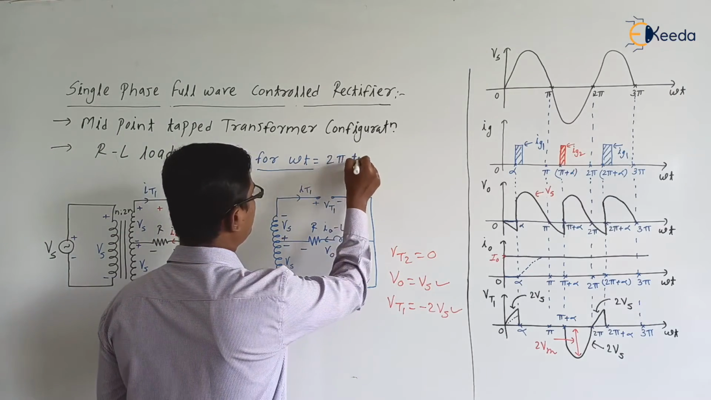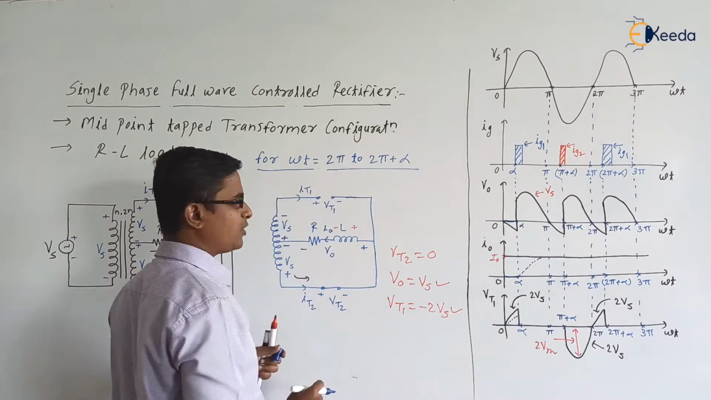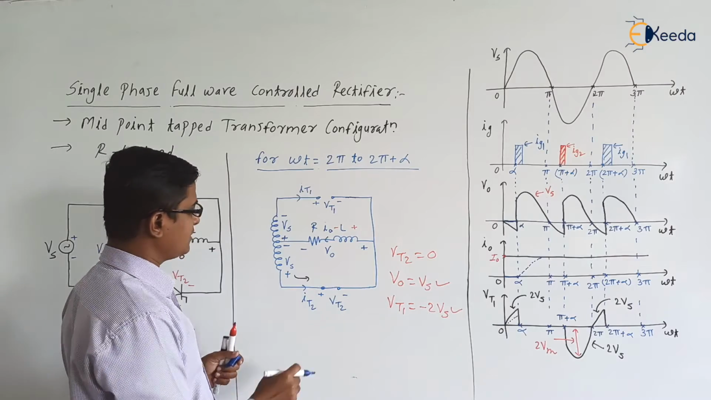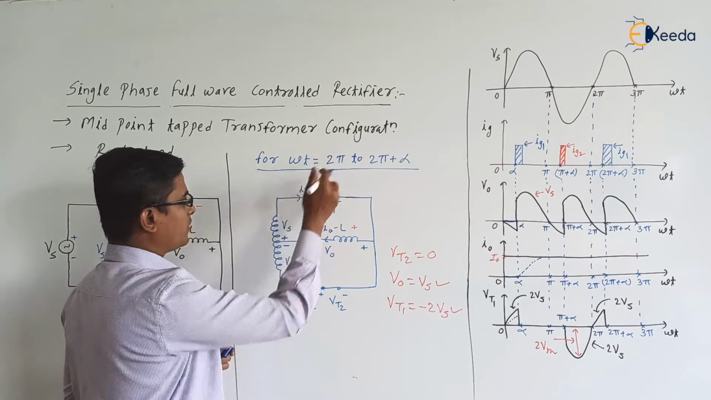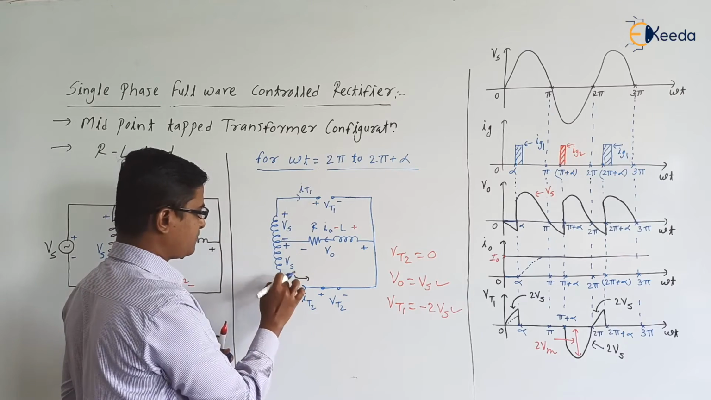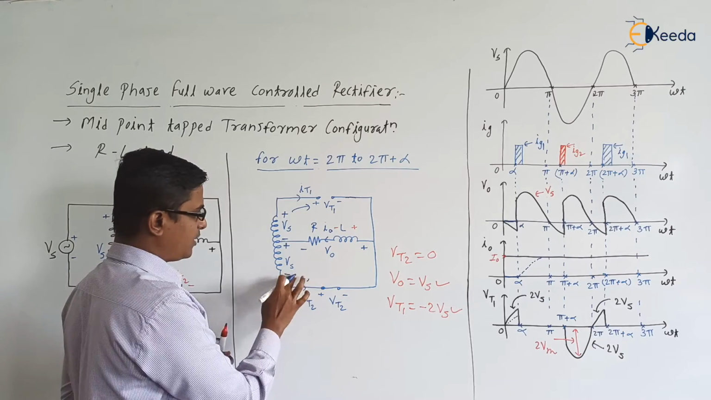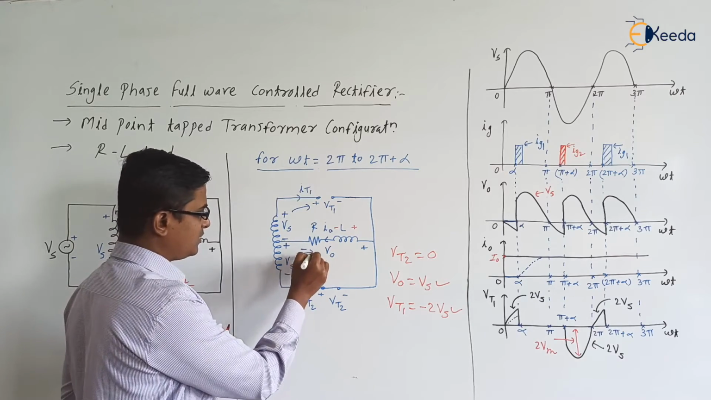2 pi to 2 pi plus alpha. From 2 pi to 2 pi plus alpha, what will happen? The supply voltage is positive now, so it is plus here and minus here. The supply voltage will try to circulate current in this direction.